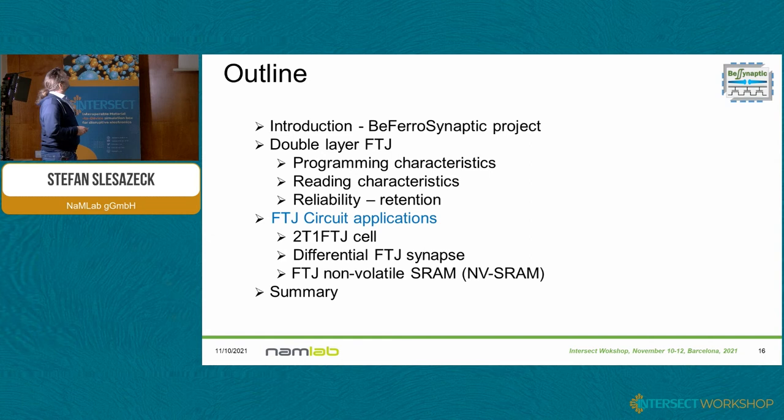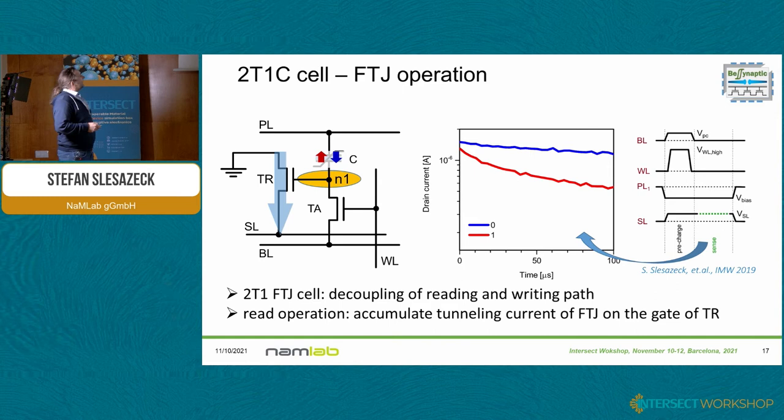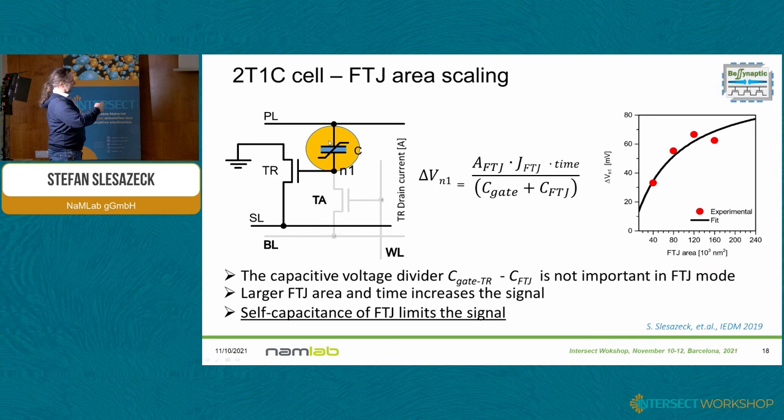Well, now looking into circuit applications, one circuit that was already proposed in 2019 is this two transistor, one capacitor cell. Here you have an access transistor, you have your device, and in this operation mode, you can directly switch the FTJ by applying voltage between plate line and bit line.